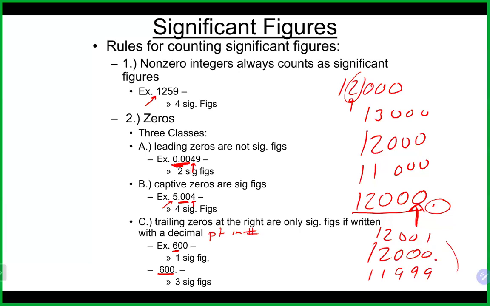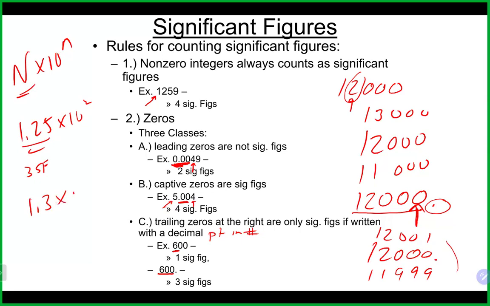I believe we talked about scientific notation here, right? Yes. Okay. So a reminder again that with scientific notation, any number that's written before the times 10 part is significant. So if we had 1.25 times 10 to the 2, this would have 3 significant figures because of the 1.25. If we wrote 1.3 times 10 to the 2, this would have 2 significant figures. If I wrote 1 times 10 to the 2, this would have 1 significant figure. So whenever it's written in scientific notation, the number before the times 10 part is always significant.